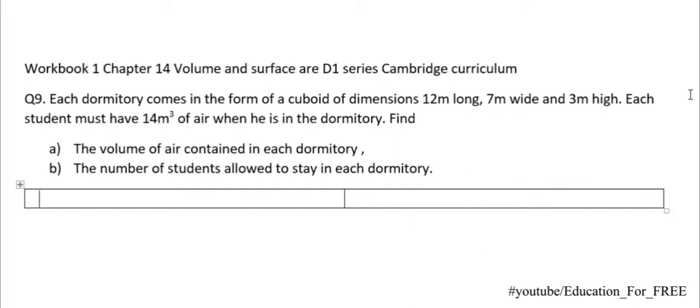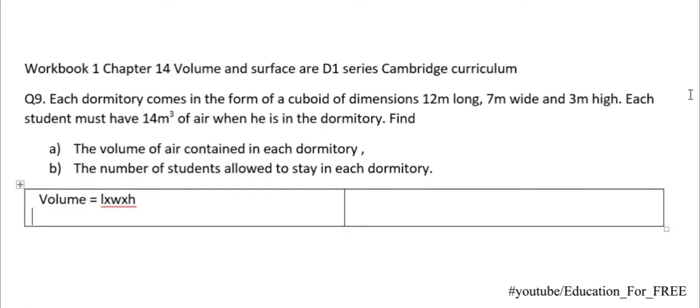Volume of the air definitely means the volume of the whole dormitory, and then further we'll find out how many students can live in when each of the students needs at least 14 cubic meters of air. So let us calculate the volume of the dormitory first of all. Keeping in mind one thing, this dormitory is rectangular in shape, so it's a cuboid. The formula for volume of a cuboid is very simple, and it was explained in the previous videos as well. Length into width into height. It's that simple.